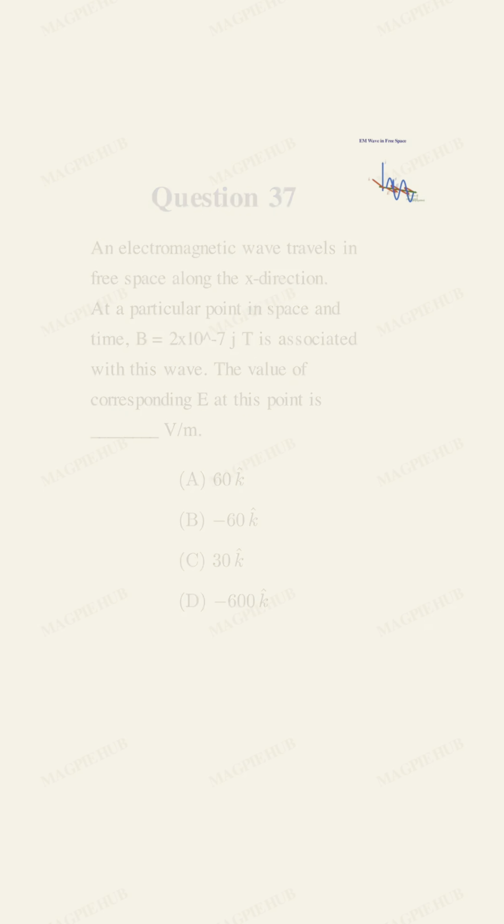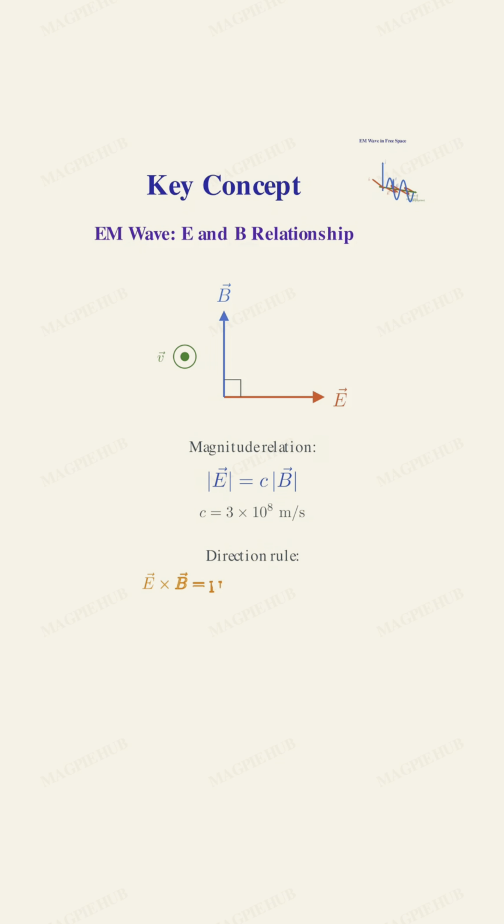The key concept is the relationship between E and B in an electromagnetic wave. First, the magnitude E equals C times B, where C is the speed of light, 3 times 10 to the 8 meters per second. Second, the direction E cross B must point along the direction of wave propagation. In other words, E hat cross B hat equals V hat, the propagation direction. This is a crucial rule for determining the direction of the electric field.